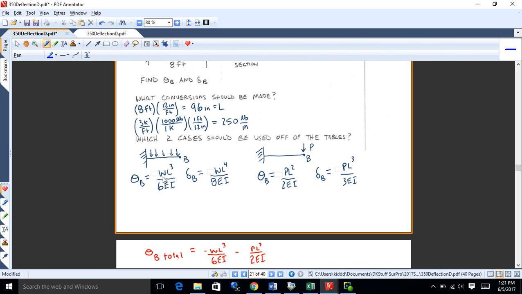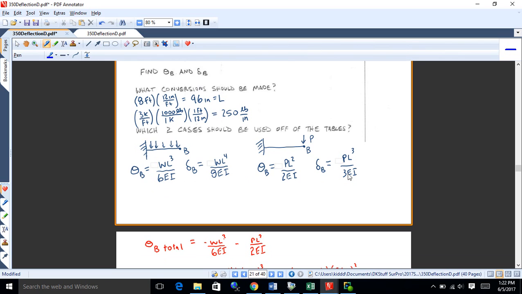All right, so WL³ over 6EI, where W is the load, L is the length of the beam in inches. Okay, remember that, 6, of course, and E and I, we got E and I up there. And so you can find both the slope and then the delta for both of them.